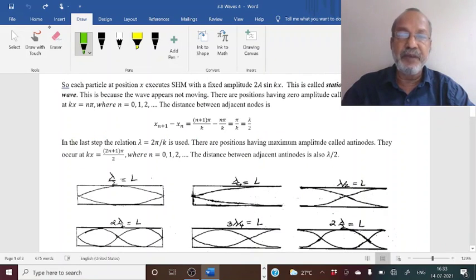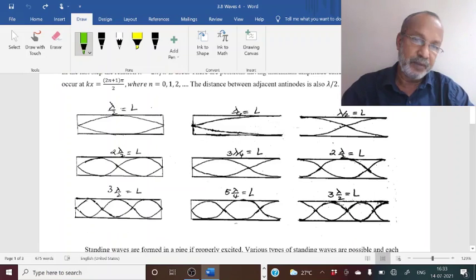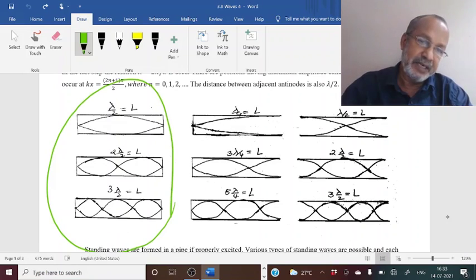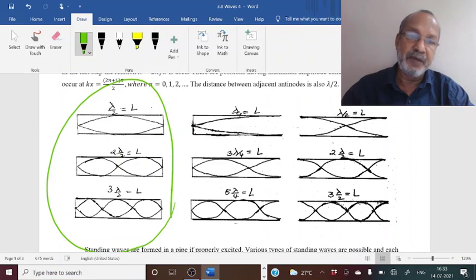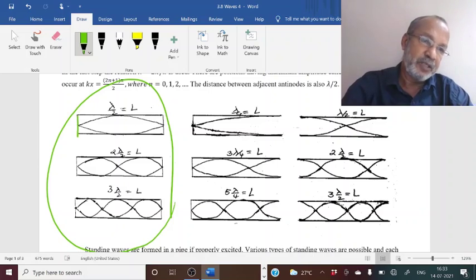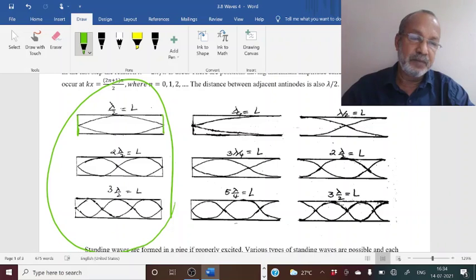These kinds of waves can actually be formed in air columns. In the first case, I have considered standing waves in a pipe closed at both ends. Pipe is closed at both ends. If a sound wave is produced in this closed pipe, different kinds of stationary waves are formed. I have shown the first three types here.